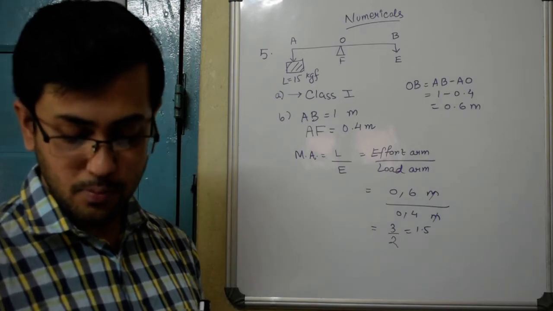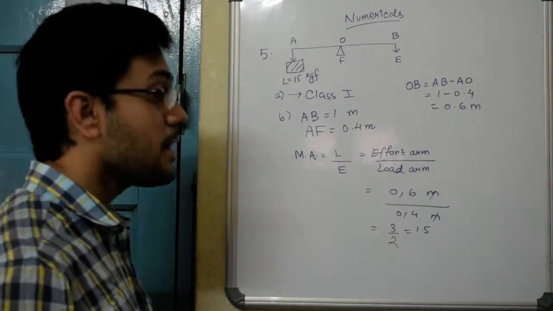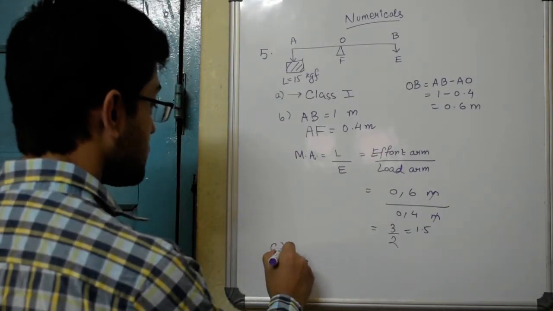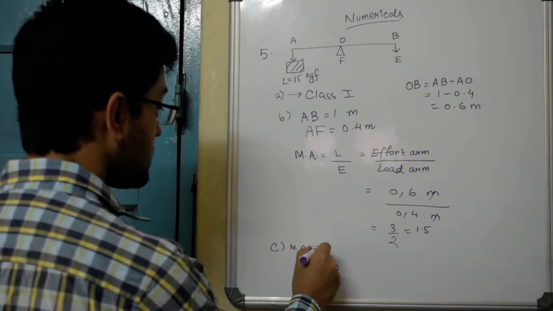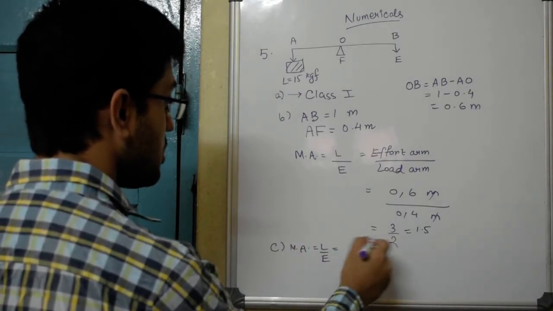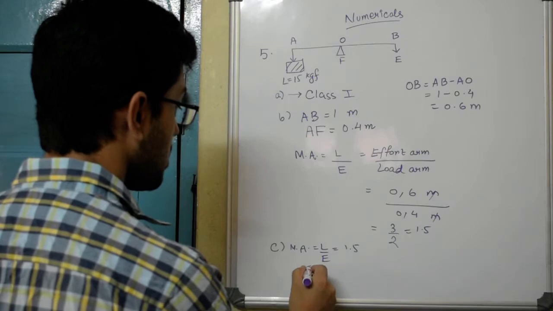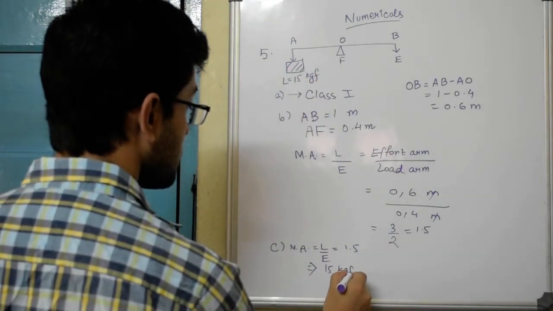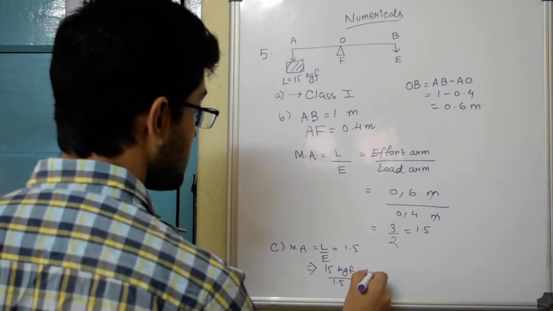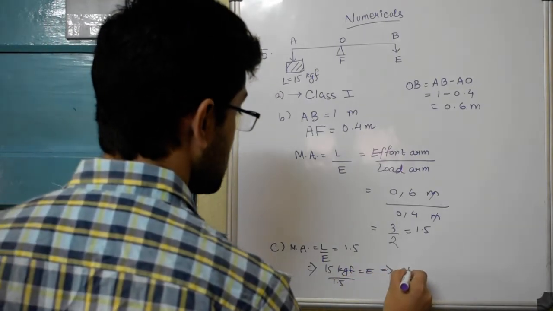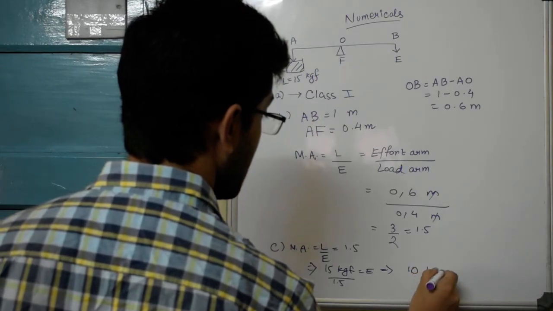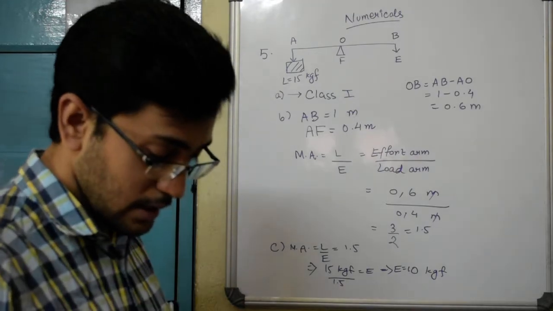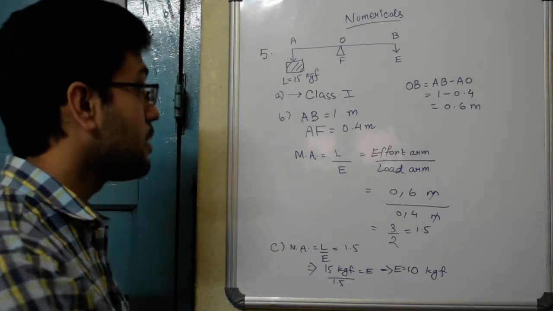The third part of the problem says to calculate the value of the effort. So now we know the value of mechanical advantage. So in part C, mechanical advantage is load by effort, and that is equal to 1.5, which we have already found out. Load, we know it is 15 kgf. So 15 kgf by 1.5 is equal to my effort. So effort turns out to be 10 kgf. If you divide it by 1.5, it turns out to be 10 kgf. Well, that's it. That's the last part. No other subpart is there.